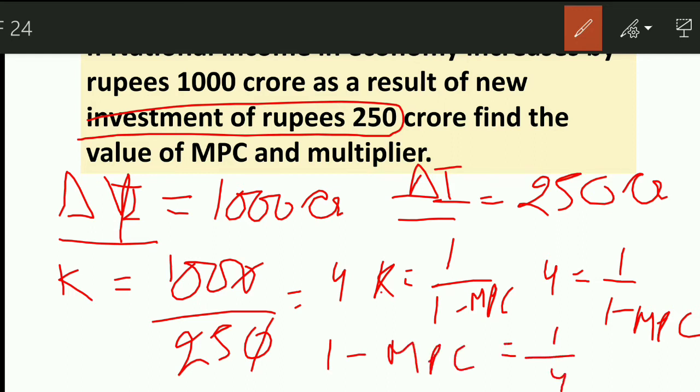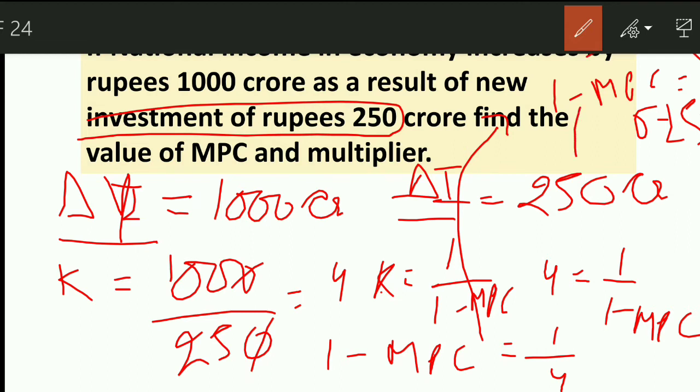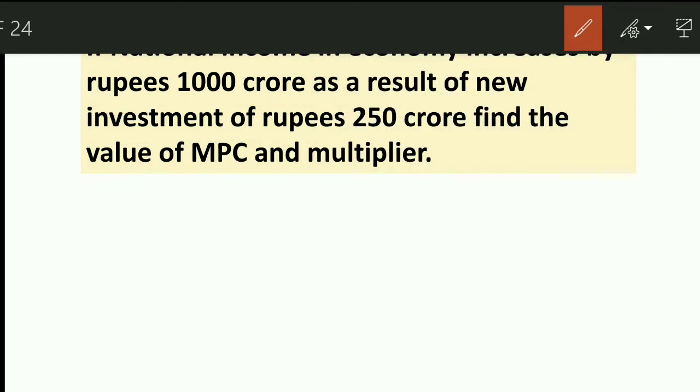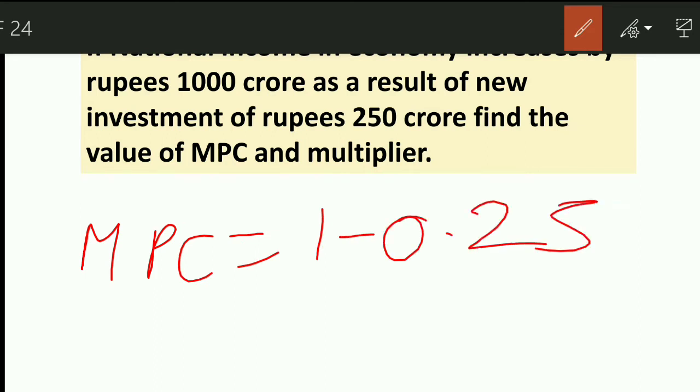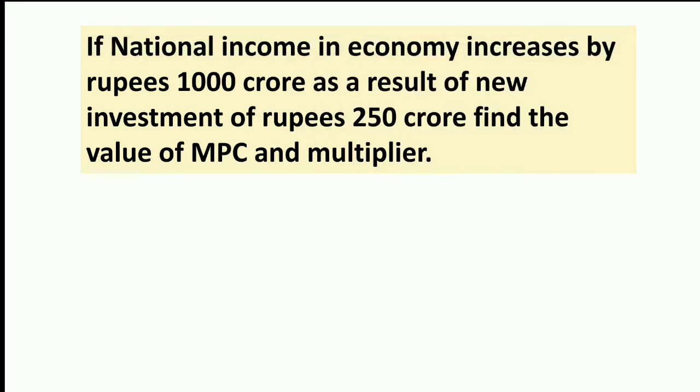1 minus MPC is equal to 1 by 4. All right, so if you will further solve this, you will get 1 minus MPC is equal to 1 upon 4, which is equivalent to 0.25, right? Okay, so if you take 0.25 to this side and MPC to the other side, you will get that MPC is equal to 0.75. MPC will be equal to 1 minus 0.25, and 1 minus 0.25 is nothing but 0.75. All right, so this is your MPC. See how easily you can find your answers if you know the concept, right?